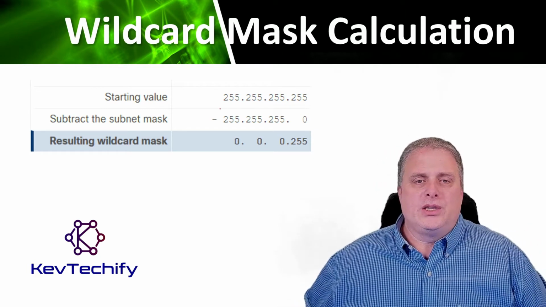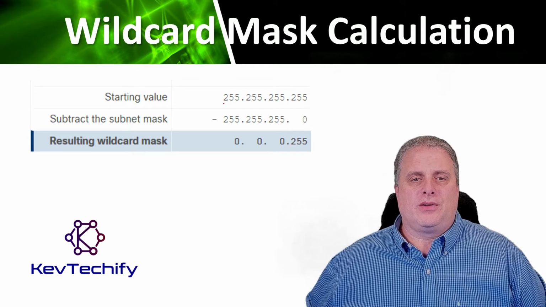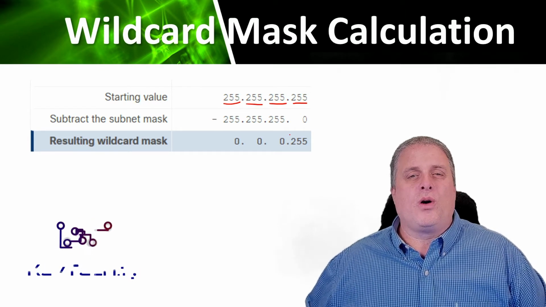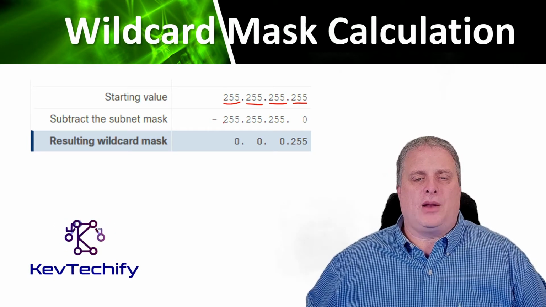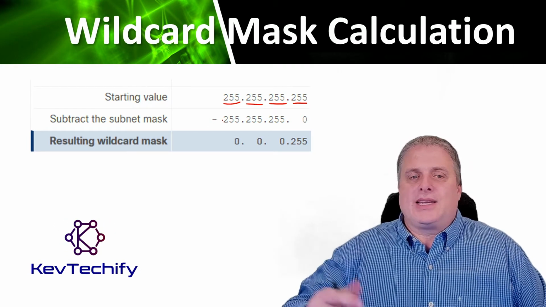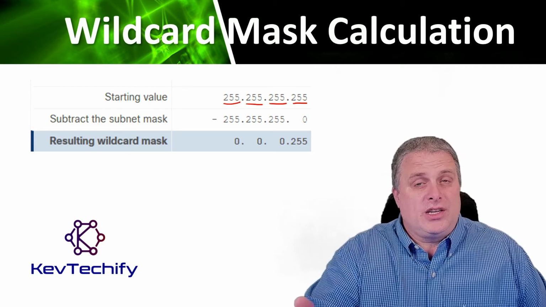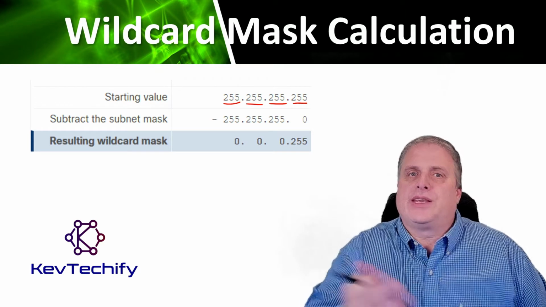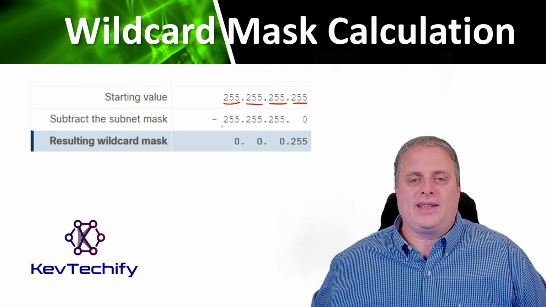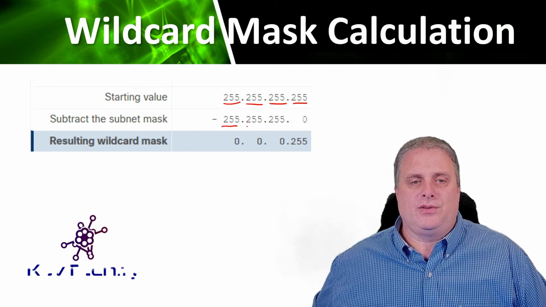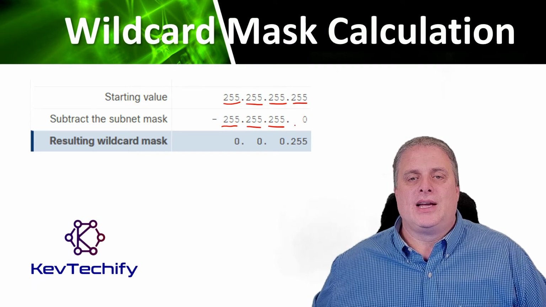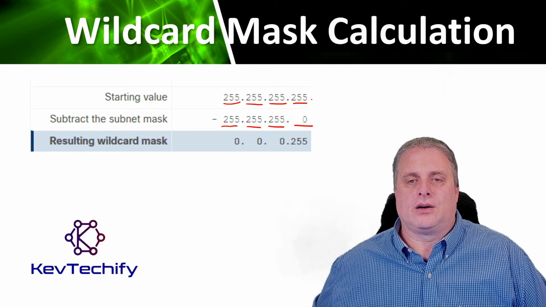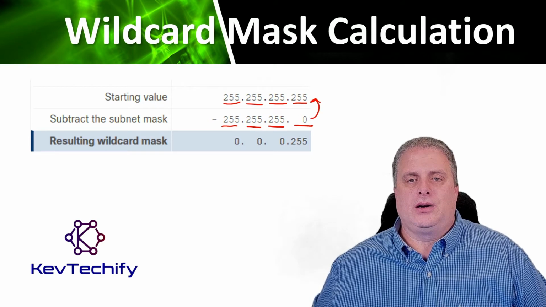So what we do is we start out with the maximum value here of 255.255.255.255, basically all ones there, and then we put what our subnet mask is. A lot of times, either the subnet mask is given to you, or it's a lot easier to calculate than the wildcard mask because we're used to calculating that. So we go ahead and write that down here in decimal form: 255.255.255.0, and then we subtract these two together.